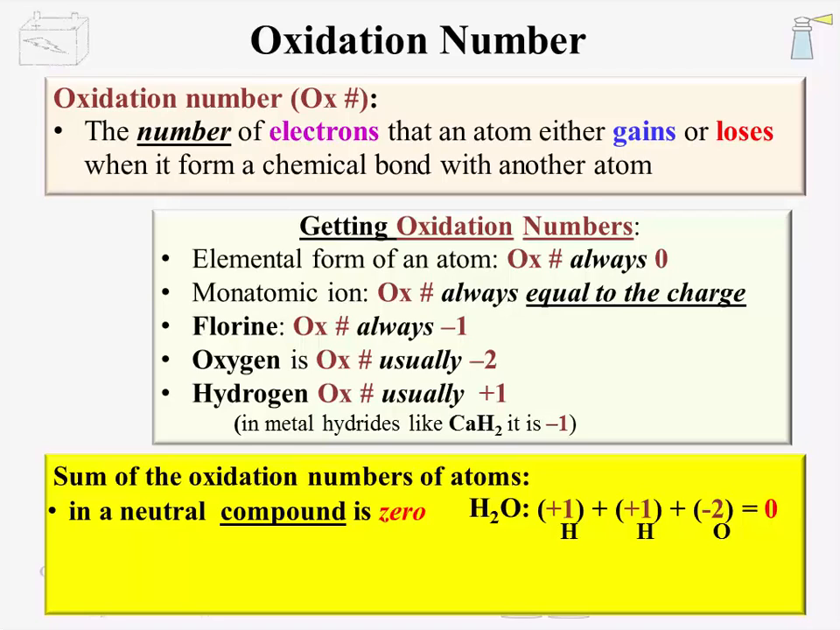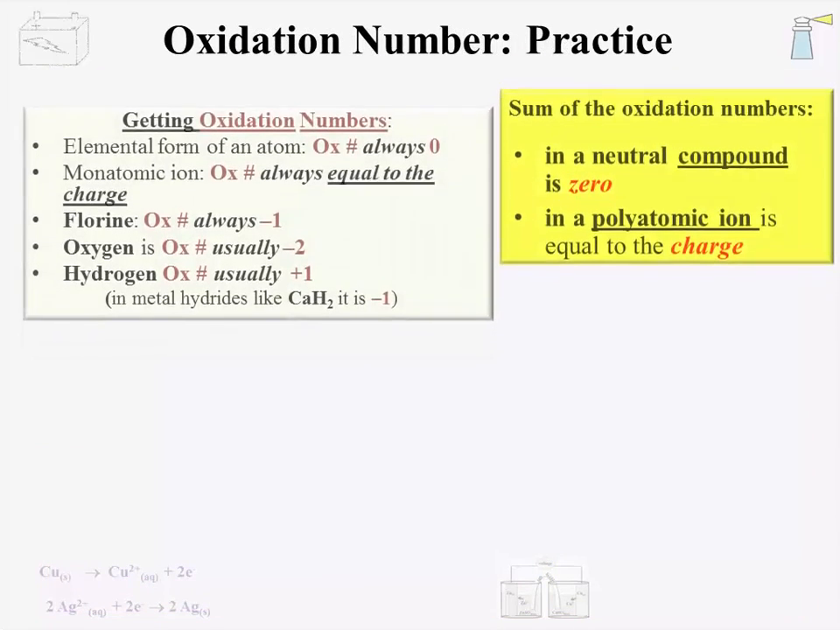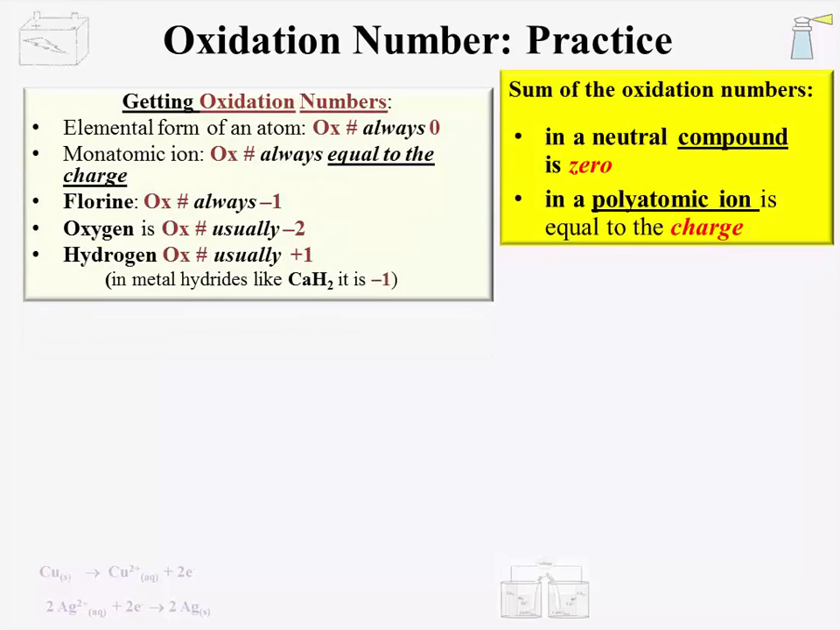Contrast that with the sum of the oxidation numbers of atoms in a polyatomic ion being equal to the charge. For the polyatomic anion hydroxide, the sum of the oxidation numbers is the -2 of oxygen plus the +1 of hydrogen for a value of -1, just like the charge. Keeping these two panels of parameters as reference, we will set about finding the oxidation number for atoms not specifically identified on this list.